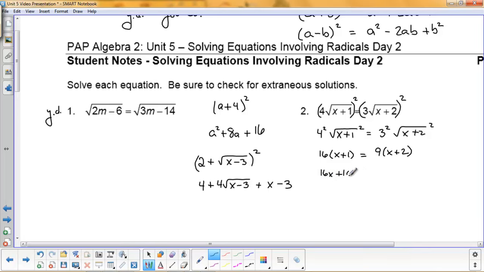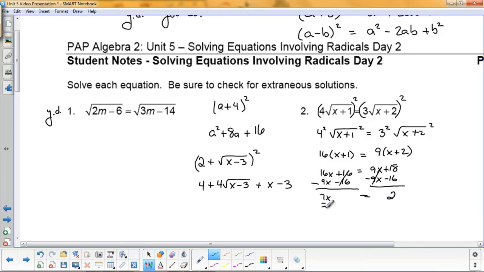16x plus 16 equals 9x plus 18. I'm going to go ahead and move the 9x because it's smaller. That means I have to move the 16. And that's going to leave me with 7x and 2.